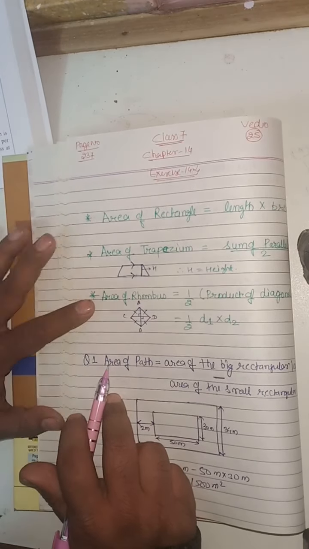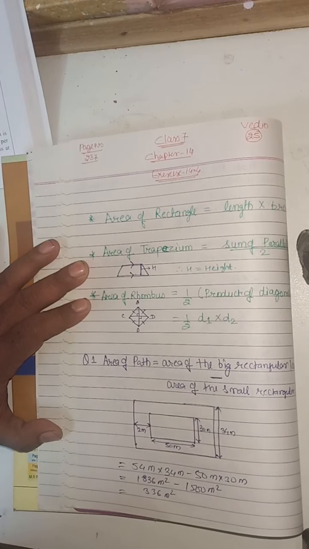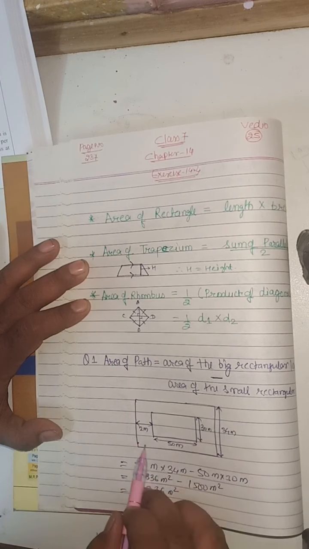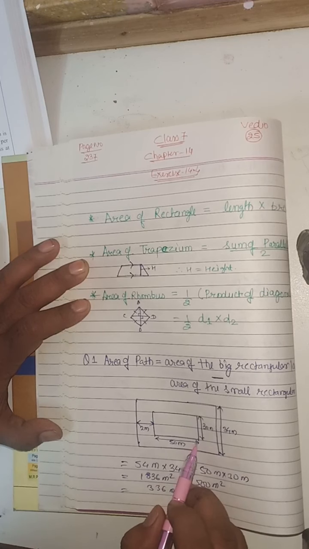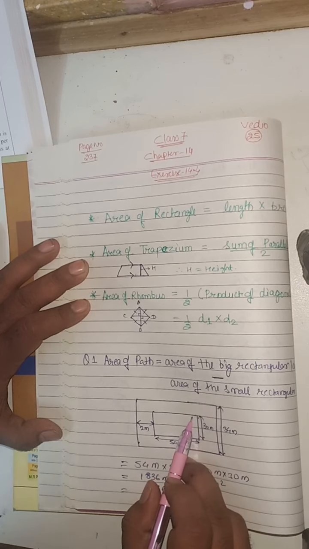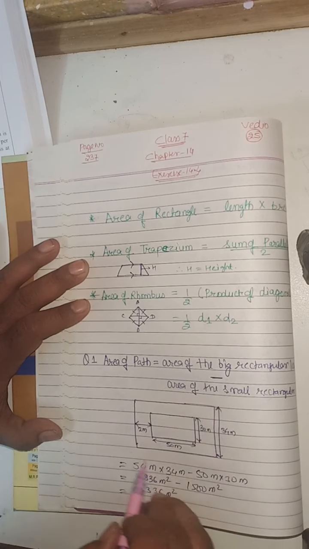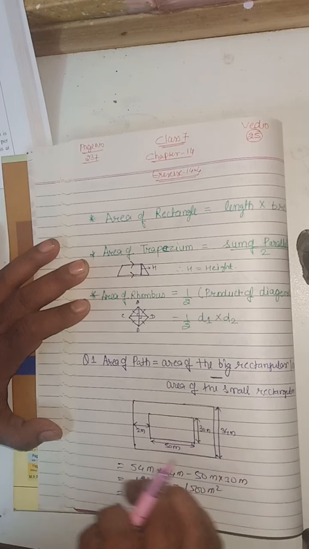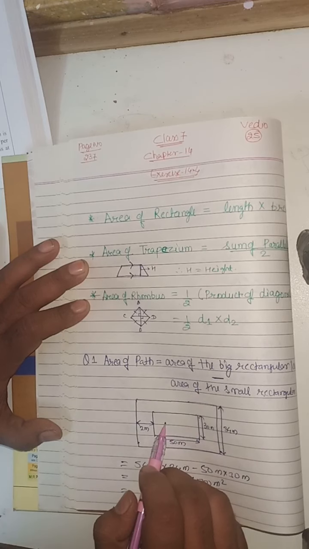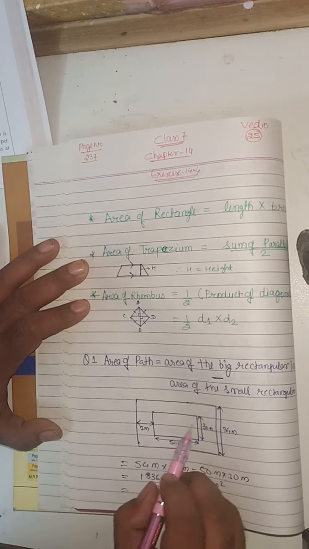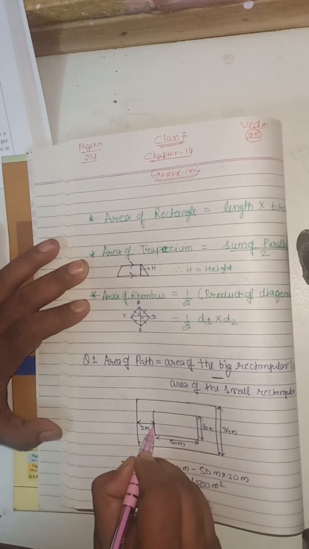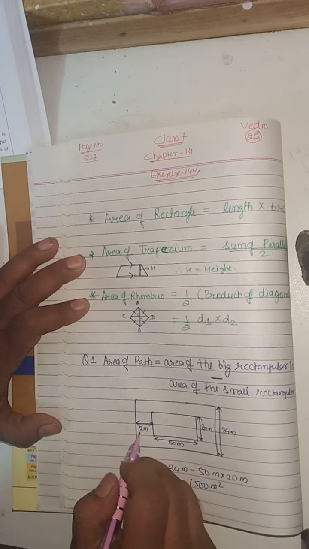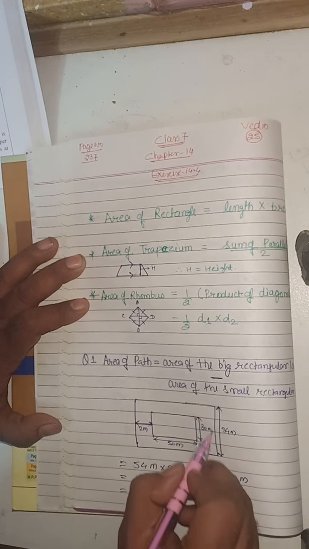Question number 1 is saying that a rectangular lawn of length 50 meters and its breadth is 30 meters is surrounded externally. Surrounded means it has been covered; a path has been made all around it. The path is 2 meters wide, its width is 2 meters. Find the area of the path. We need to find the area of this path.